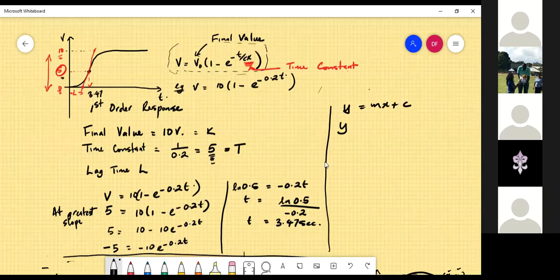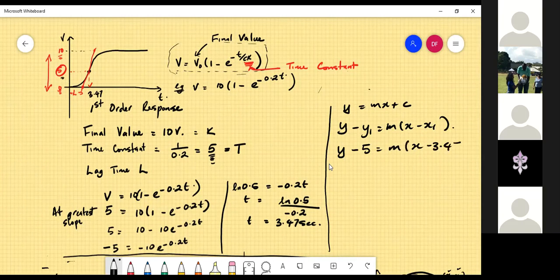I prefer to use y minus y1 is equal to m times x minus x1. That's one of the things that I'm teaching in a math class. So we know a point on the line. 3.47 is the x. So y minus 5 is equal to m times x minus 3.47. So we need to find m. But m is a gradient, so all we have to do is differentiate this to find the gradient.